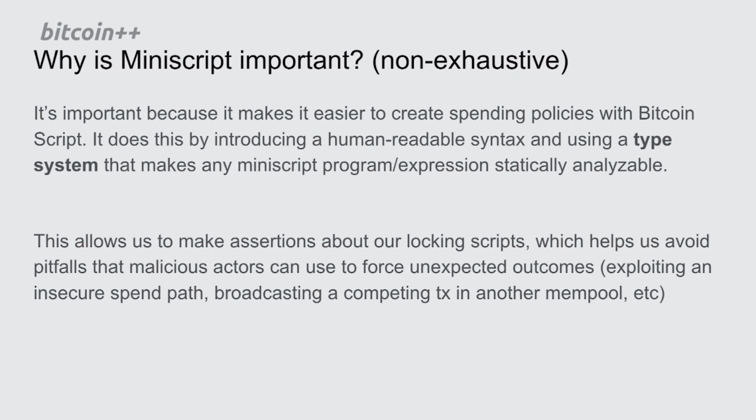It allows us to make assertions about our locking scripts, which helps us avoid certain pitfalls that malicious actors can use to force unexpected outcomes. Kind of like how Rob was saying, that was a bug in Miniscript, but when you make scripts, you have to make it such that it's secure and that it can't be messed with, and the bug was an example of a script that wasn't safe, and Miniscript is supposed to prevent that from happening.